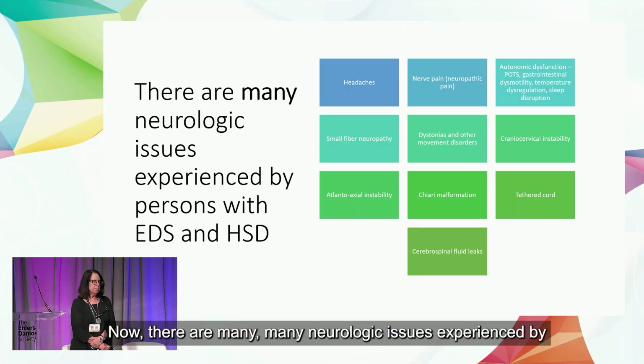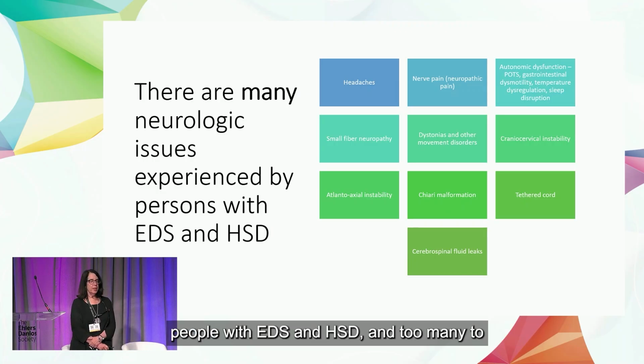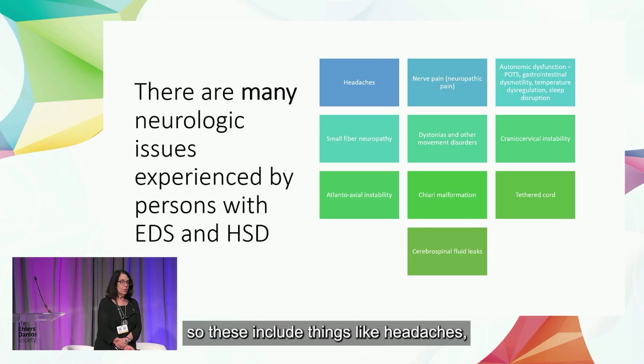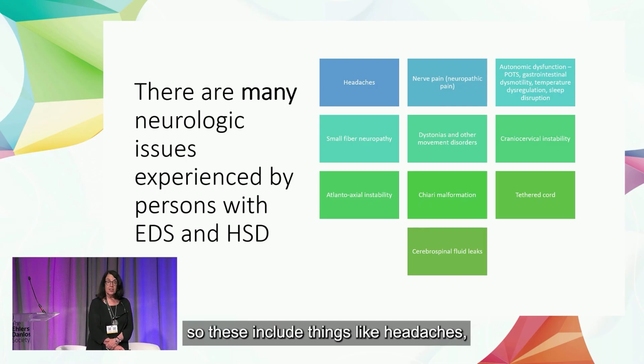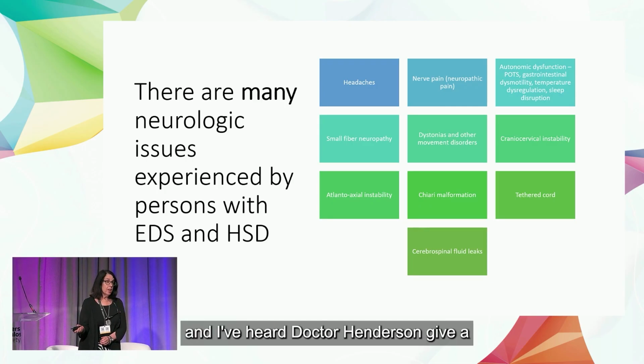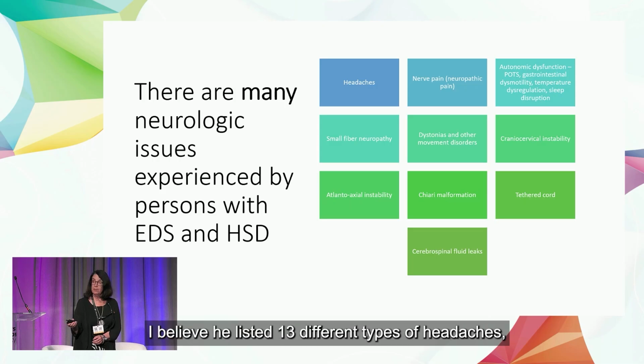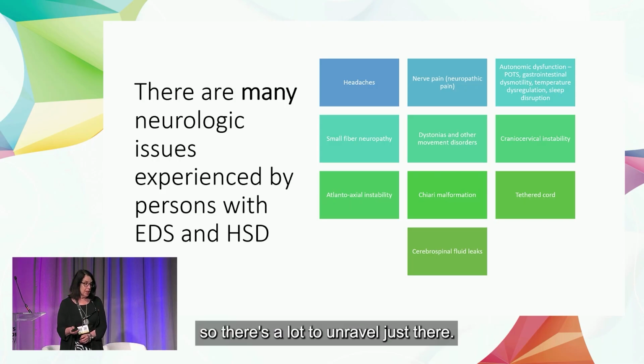Now, there are many, many neurologic issues experienced by people with EDS and HSD, and too many to discuss in a 20-minute talk today. So these include things like headaches. And I've heard Dr. Henderson give a talk just about headaches in the Ehlers-Danlos syndromes and hypermobility spectrum disorder. I believe he listed 13 different types of headaches. So there's a lot to unravel just there.